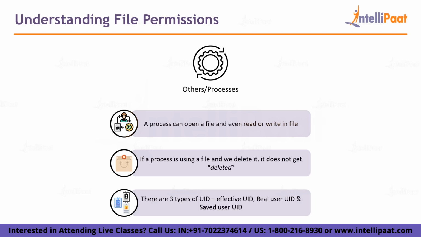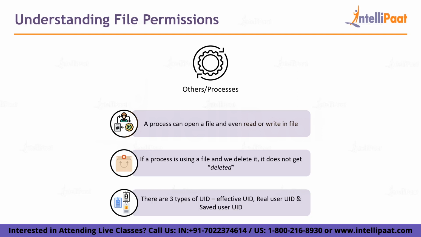Because if you delete that file while that process is happening and you stop that process, that is not beneficial for the process as well as the user. So this is what happens while a process is using a file. And finally, there are 3 types of user IDs: effective user IDs, real user IDs, and saved user IDs. So we look at these user IDs in detail. Okay. So first, effective UID.